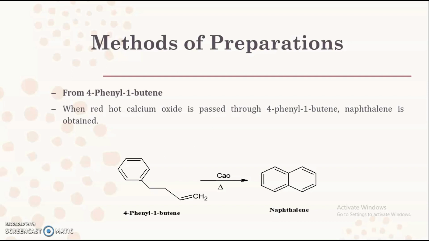Out of these, the Haworth process and petroleum are the two most important methods that are used for the preparation of naphthalene commercially.